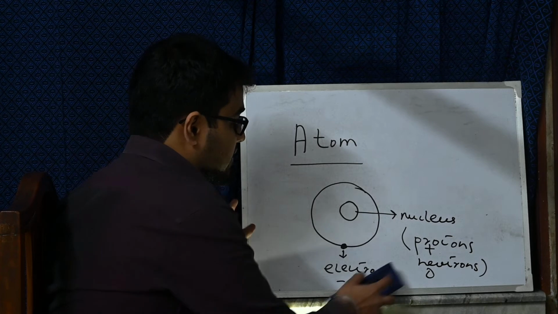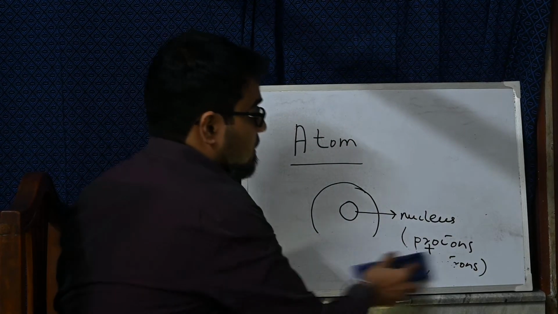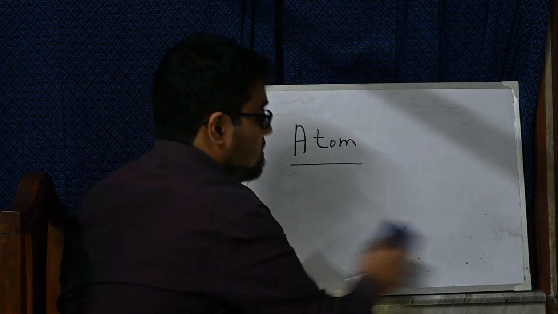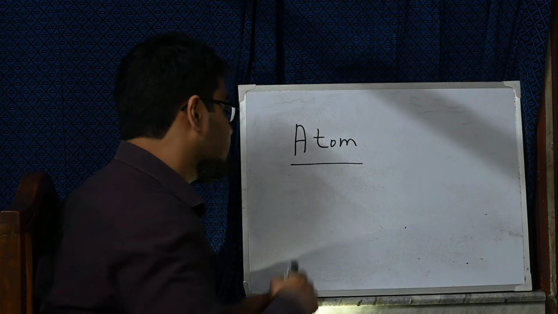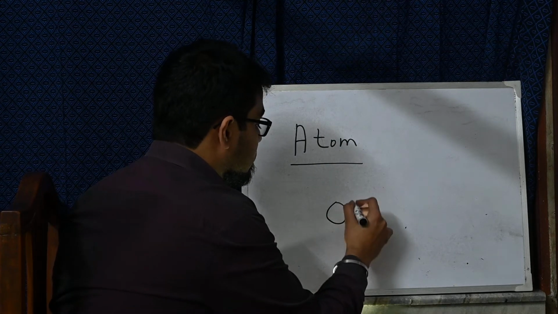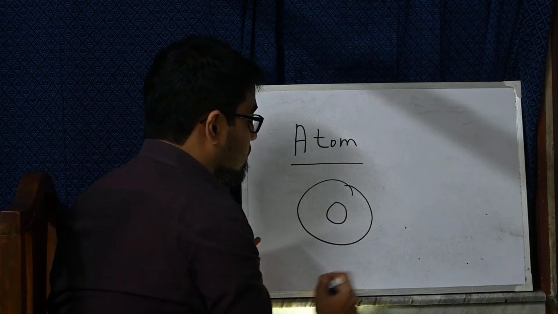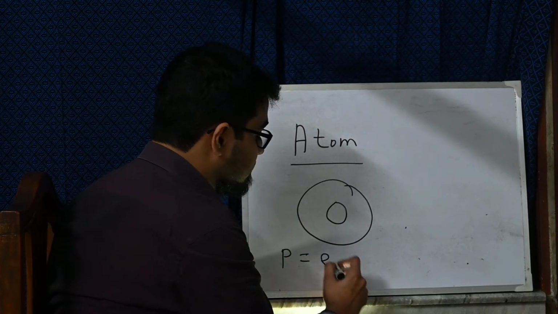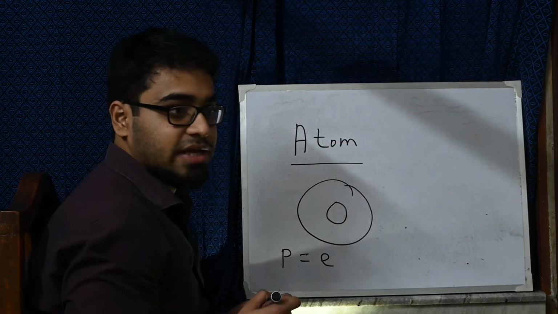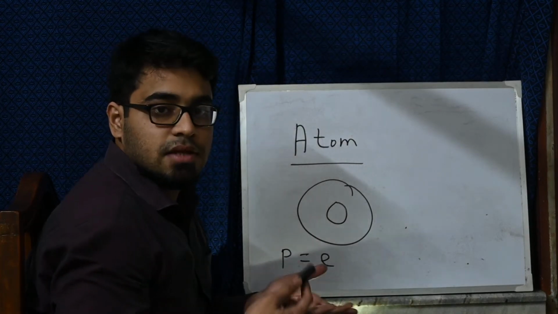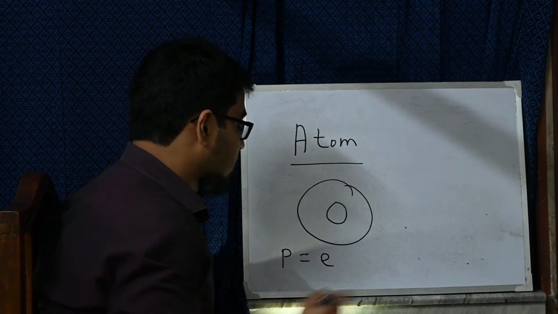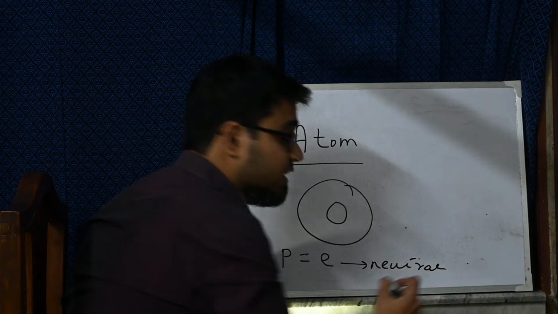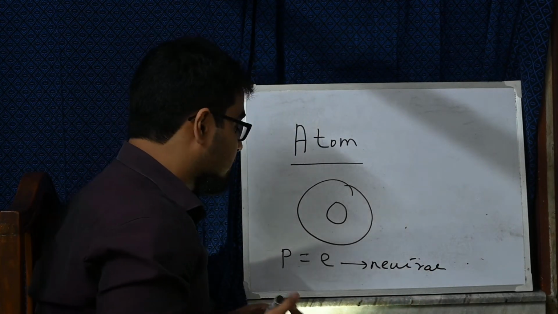So I'll just add a few more details over here. How does this atom work, and what other concepts can we have from this? Suppose this is an atom. The total number of protons in an atom is always equal to its number of electrons. P here indicates the number of protons and E indicates the number of electrons, of course. That is why the atom is always electrically neutral in nature. Very interesting.